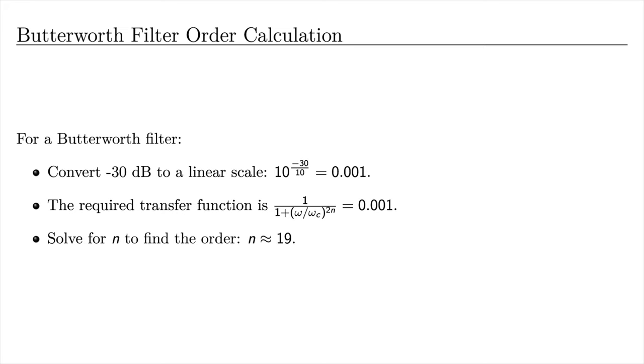The required transfer function is 1 over 1 plus the quantity omega over omega c raised to the power 2n, which equals 0.001. Solve for n to find the order. N is approximately 19.